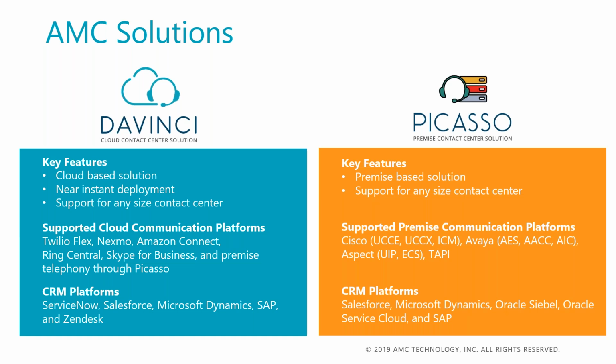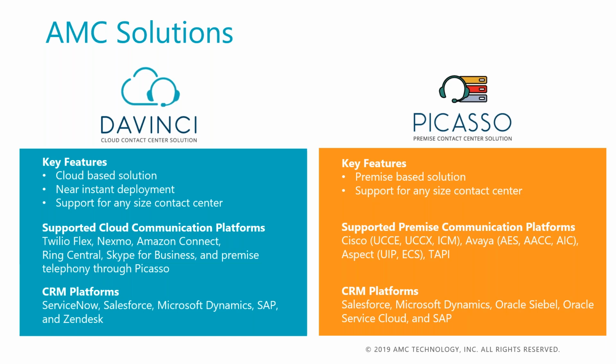So these are the key features, but in addition to that, we have the communication platforms on one side, with Twilio Flex that we're going to see today, and then Nextmo, Amazon Connect, RingCentral, and so on and so forth. The list is huge, it's humongous. In addition to that, we have the CRM platforms, where we have ServiceNow, Salesforce, Dynamics, and so on. And definitely, this is something that we are going to go into in more detail in our next slide when we go through the architecture. But these are the key communication platform and CRM features that the AMC solution offers to our customers.